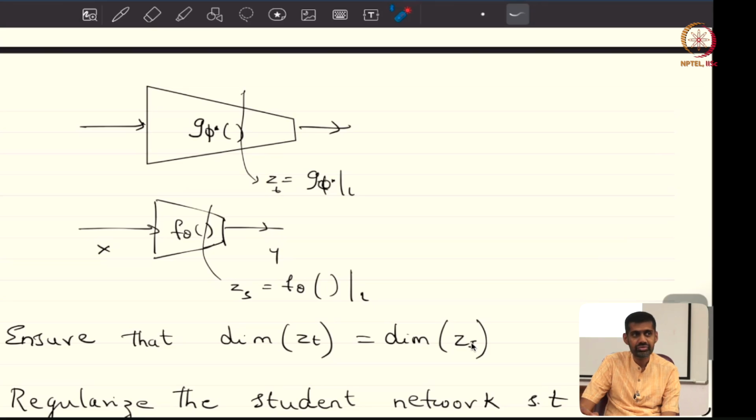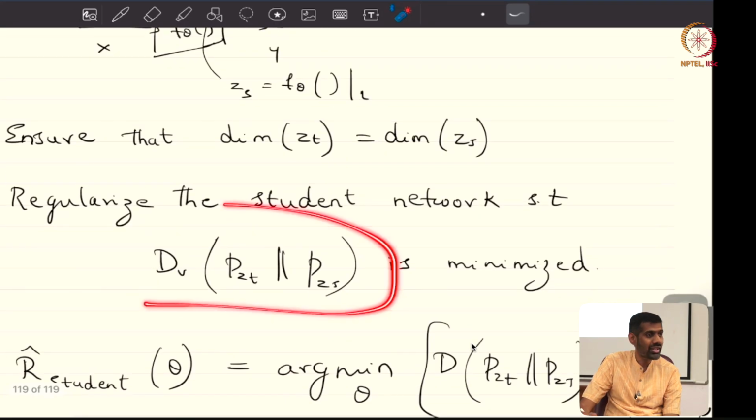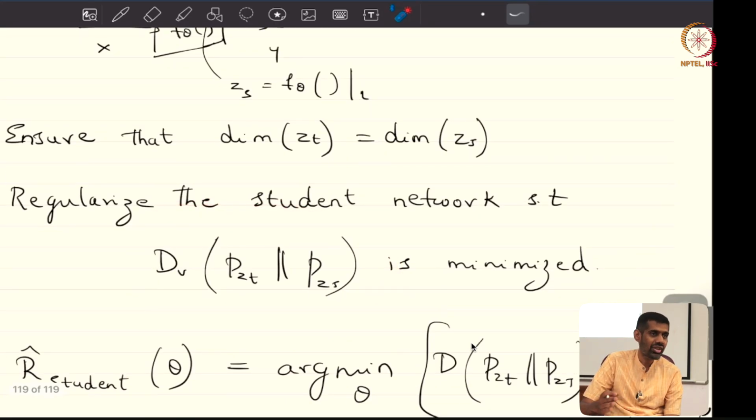So is there any restriction for the student and teacher to have similar architecture? The question is, should the architecture be the same? It need not be, but for this distribution to be computable, you need the dimensionality of those to be the same. If you have two different random variables which are supported on two different spaces, you can't compute divergences. That's a hyperparameter choice. You anyway make it equal. That's it.